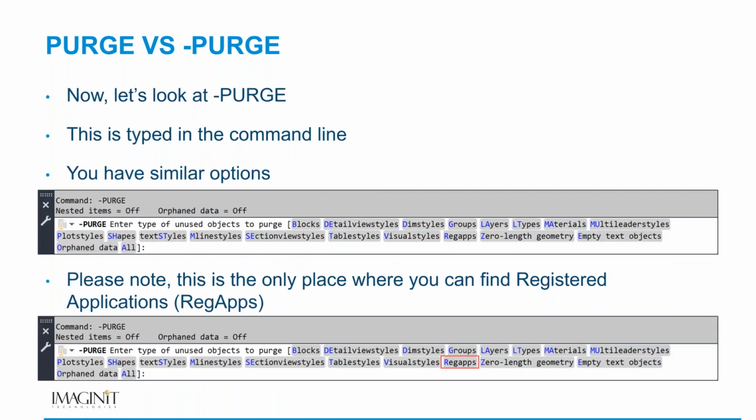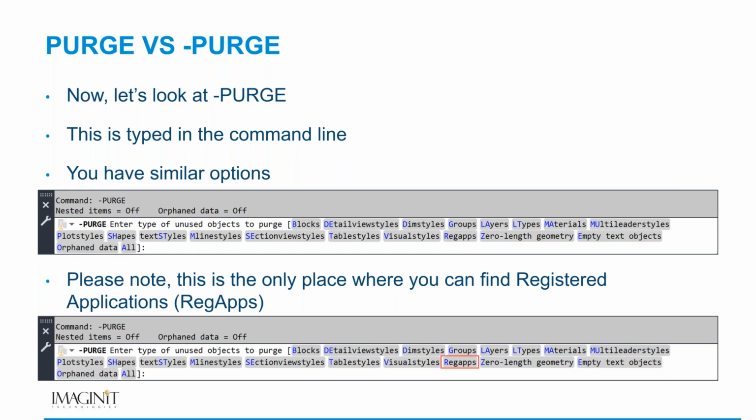And then the minus purge. So when we use the minus purge, this is the command line only version. And what you'll see in here is all the same things that we saw in our purge dialog box, with the exception of one piece called regapps right here. This is your registered applications.